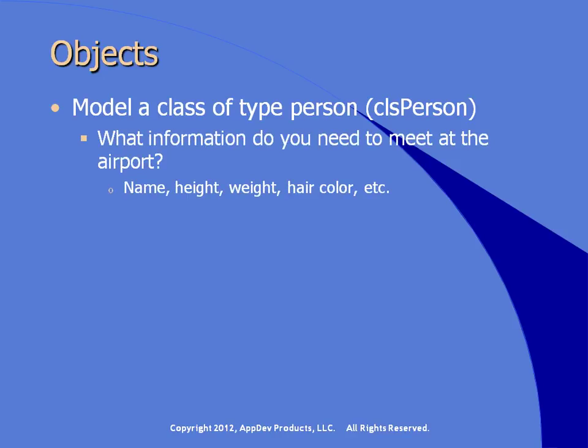What we're trying to do is decide what kind of information I need to acquire for me to successfully meet the candidate at the airport. And immediately I start thinking of things like name, height, weight, hair color, and so on. We can also talk about clothing, whatever.